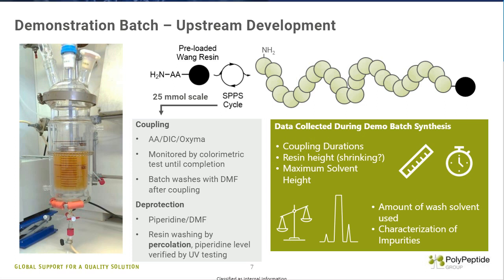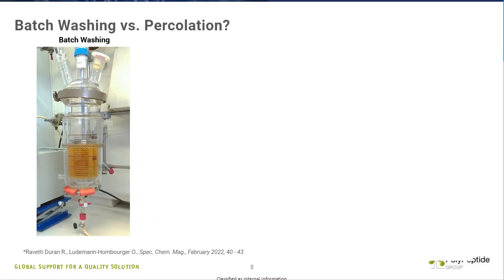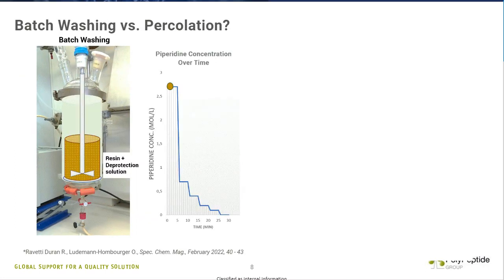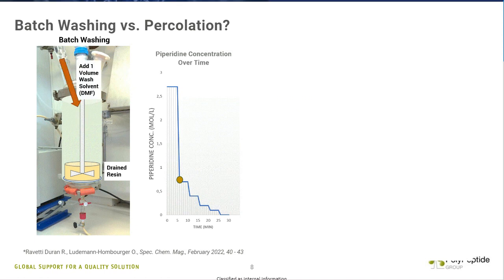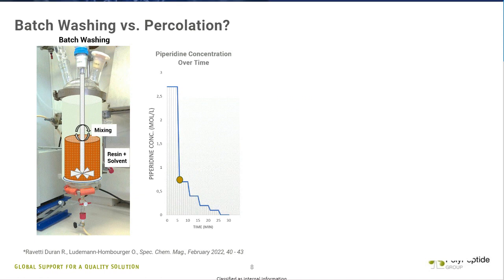So just to go back to this percolation that I mentioned briefly a minute ago. Typically after a deprotection of a peptide on the resin, we wash the resin to remove any residual piperidine. The typical way that you might remove the piperidine is by performing what's called batch washing. In this case, you have your resin and your deprotection solution, which is mixing during deprotection. You drain it at the end of this step. You have your drained resin, and then you add a wash volume of DMF. You mix it with the resin again, and then you drain it in order to remove more of the piperidine.